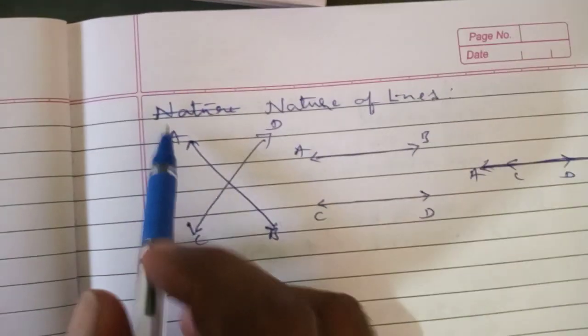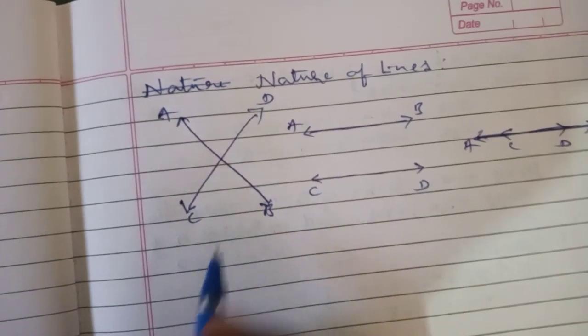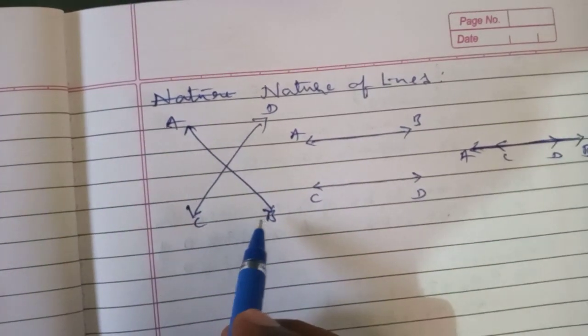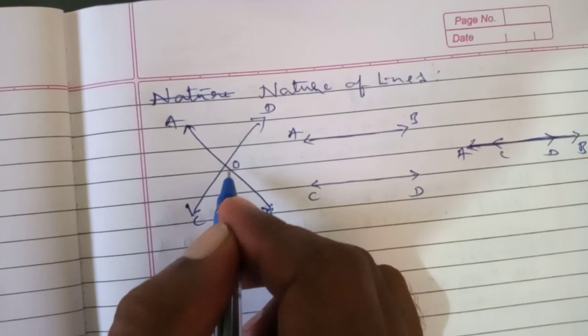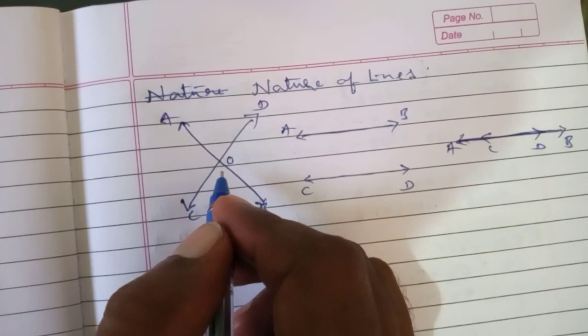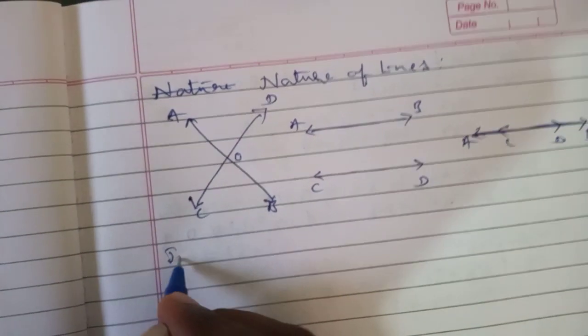Today I will discuss the nature of lines. First, AB and CD lines are intersecting at this point O. This point O is known as the intersecting point of these two lines. Intersecting lines.